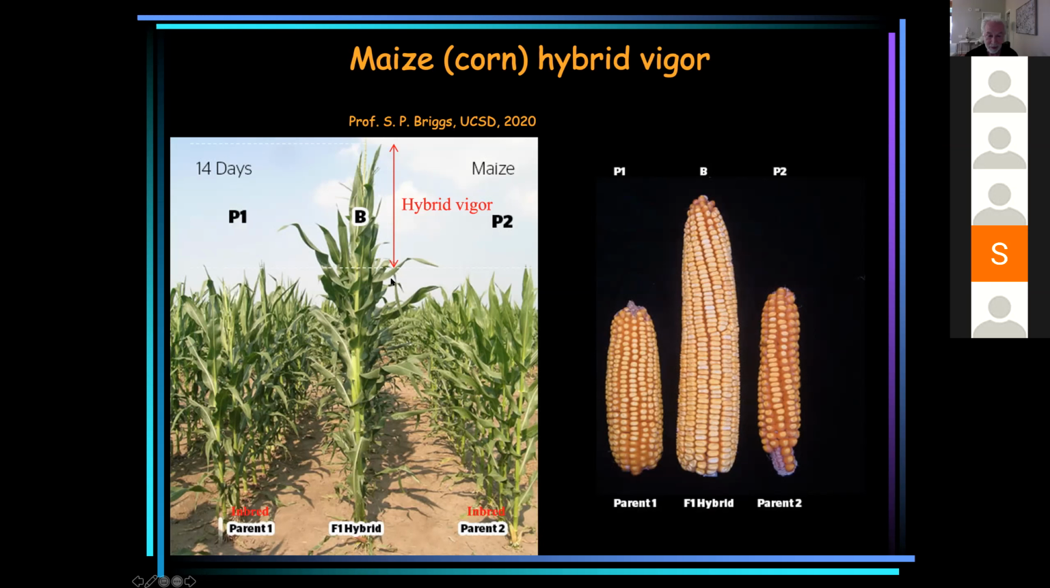And if you look at the commercial benefit of that, and the ears of corn to the right, the two parents make small ears. The hybrid makes a huge ear with a lot more kernels than either of the parents. So that's probably one of the best known examples of hybrid vigor used in agriculture.